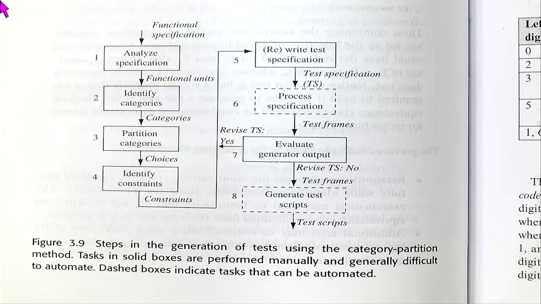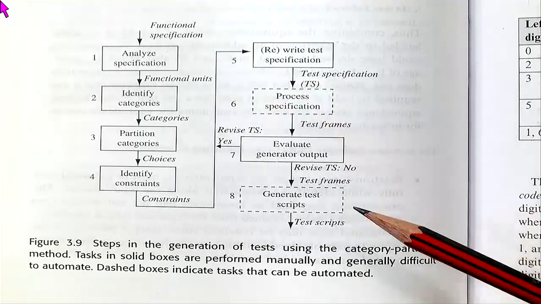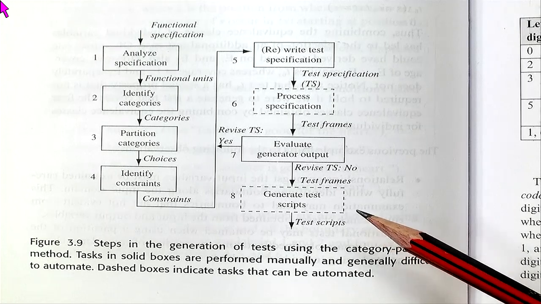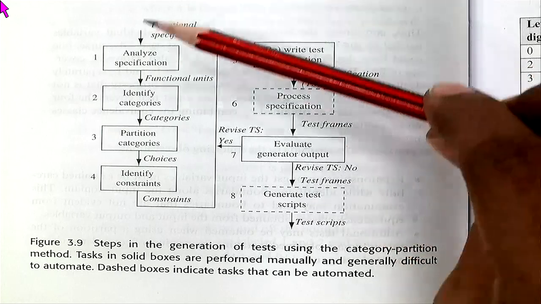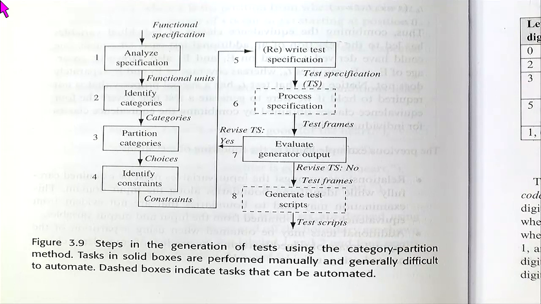So the starting point here is the specification, and the end result out of this whole process or steps is going to be the generation of test scripts. That's what we will have. And in the intermediate steps, we have to make a bunch of choices. We have to get into the application of constraints.